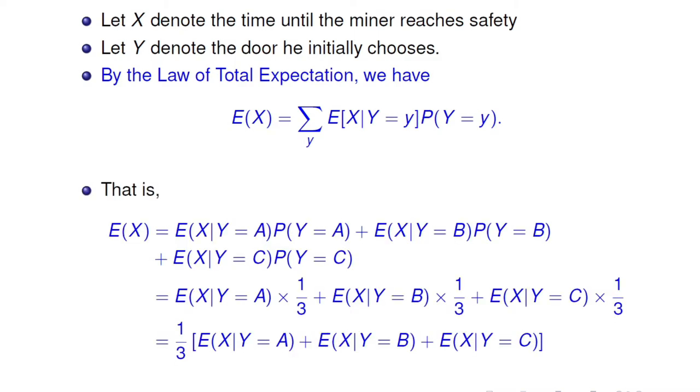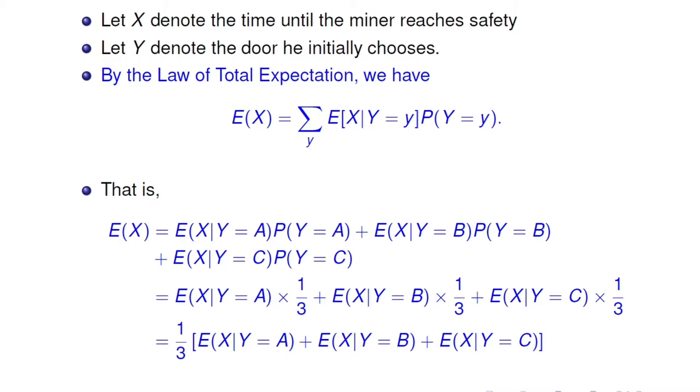That is to say, for our problem, the expected value of X simply equals the summation of these three terms. Expected value of X given the first door is A, times the probability Y equals A, plus the expected value of the time given the door chosen initially is B, times the probability Y equals B, and finally plus the expected value of X given the door is C, times the probability Y equals C.